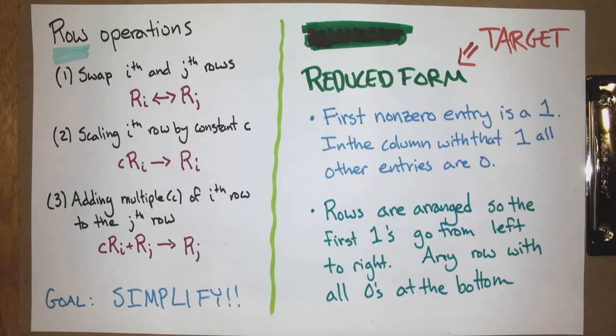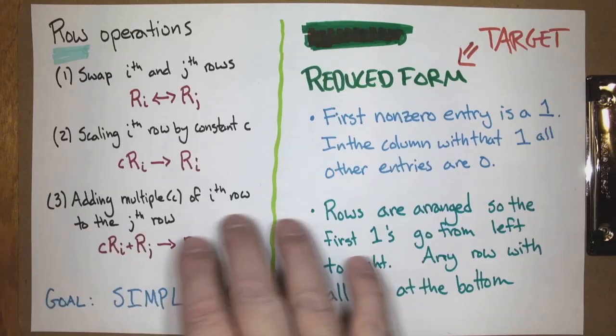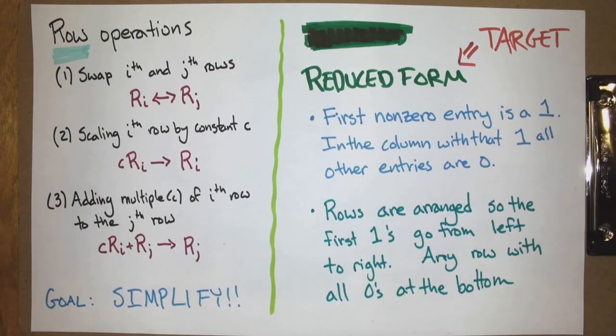Now, using the row operations, I said we have a target, and that's the reduced form. So what does reduced form say? It says, well, I want to make sure that when I look at what's at the end of the process, a few things are true. For any row which is not all zeros, the first entry is a 1. Now, that's not hard to achieve. We can always scale so that the first entry is a 1.